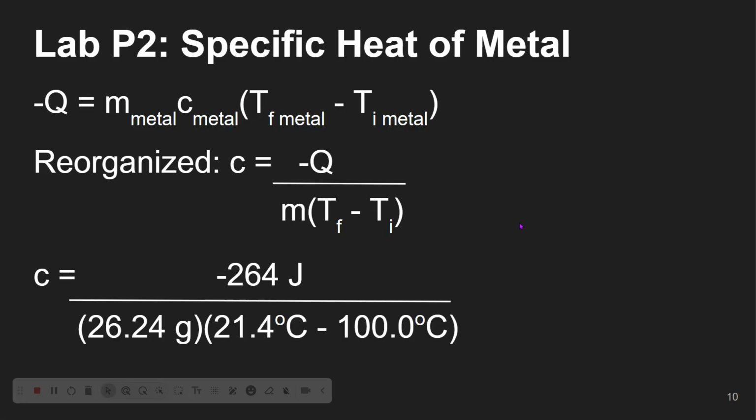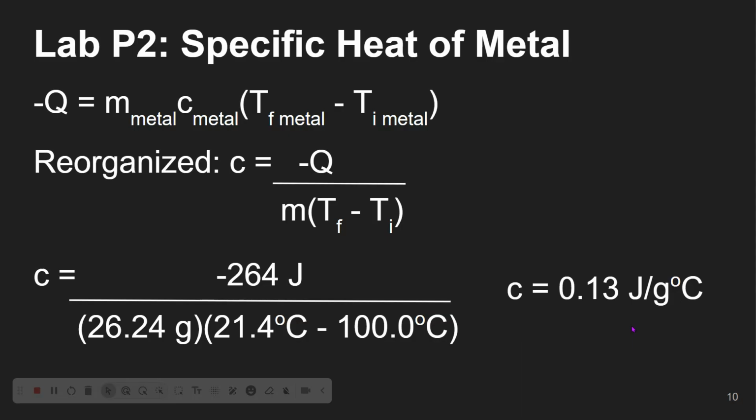So now we'll plug in those values. Remember, this is a negative 264 joules because energy was lost by the metal, divided by the mass of the metal. And here's the metal's final temperature and its initial temperature. Notice that the initial temperature of the metal was 100 because it came out of that hot water bath. So once you do all that math, you come up with 0.13 joules per gram degrees Celsius. Now, all those units need to be in your work so that you can see that you've done your math correctly to give you all of the units that we would find in a specific heat value.